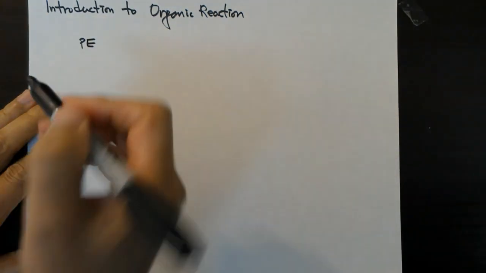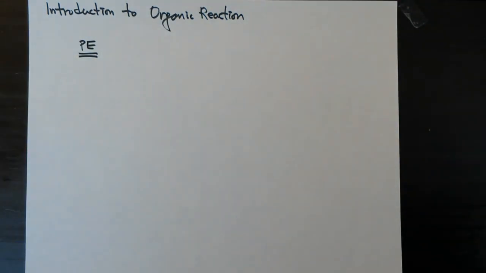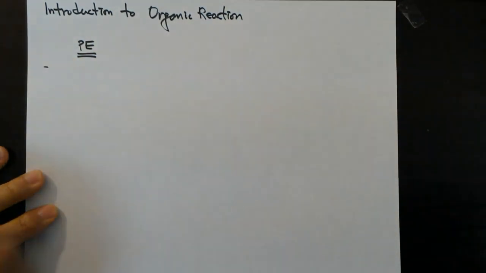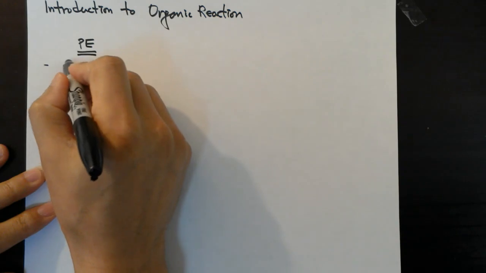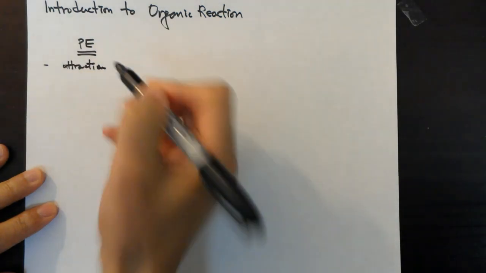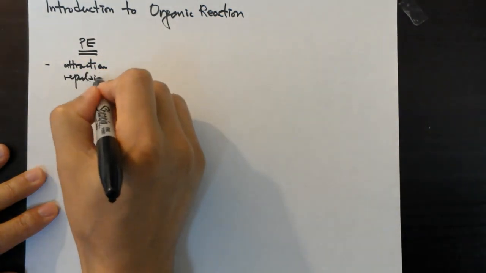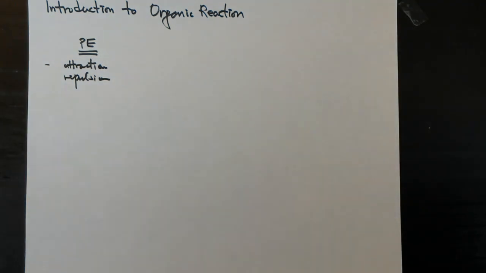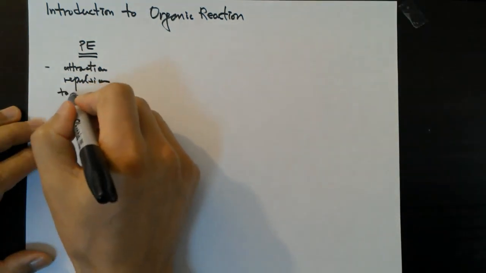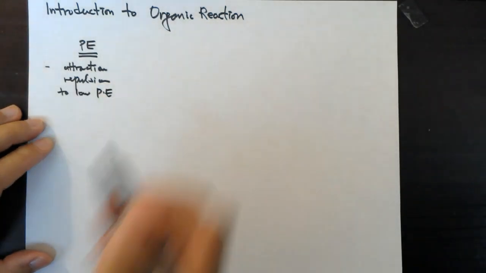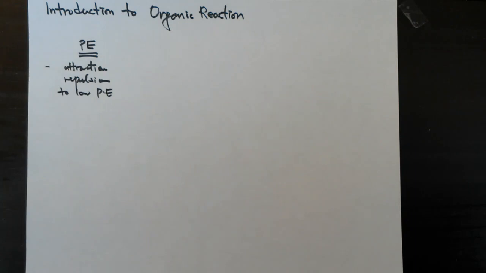So far, we talked about potential energy. It's something you have to care about all the time, whatever you want to consider. So basically, maximizing attraction between opposite charges and minimizing repulsion among the same charges can lower potential energy, which is favorable.